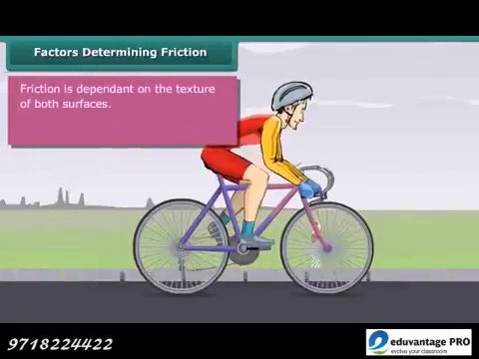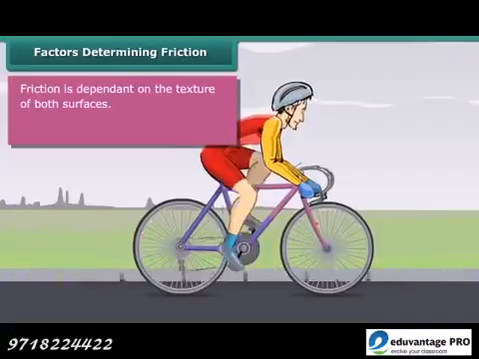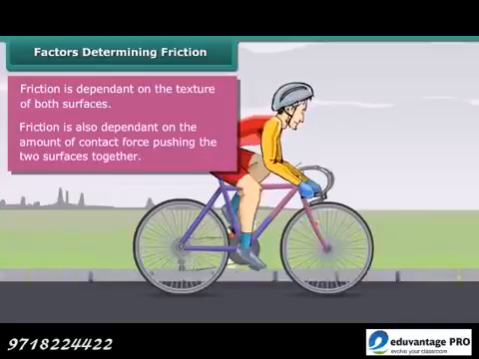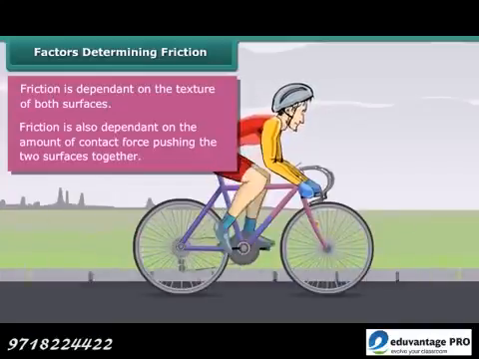Friction is dependent on the texture of both surfaces. Friction is also dependent on the amount of contact force pushing the two surfaces together.